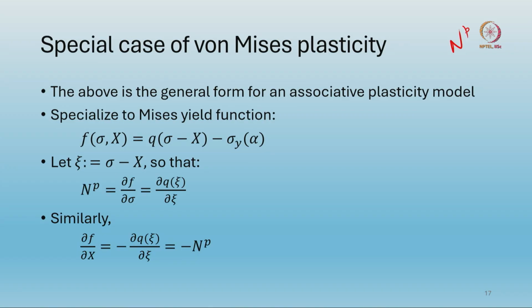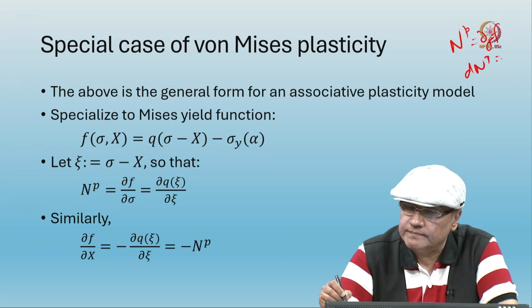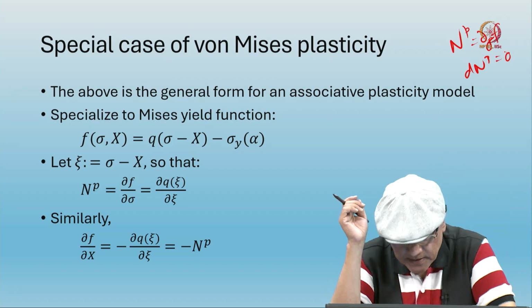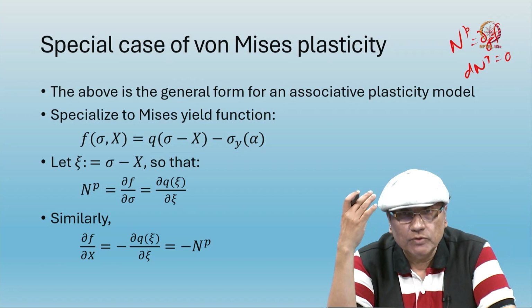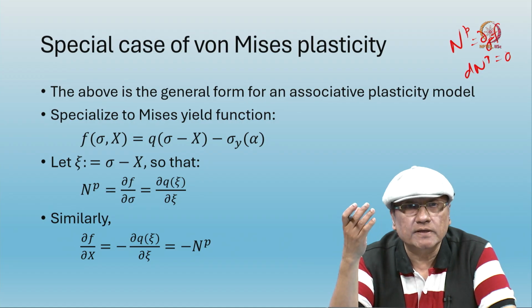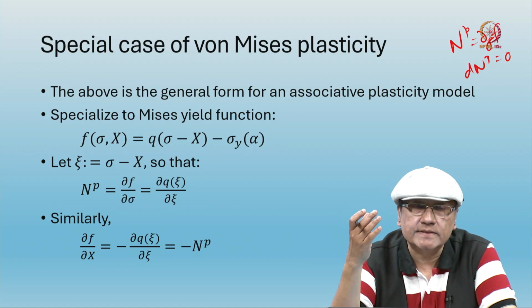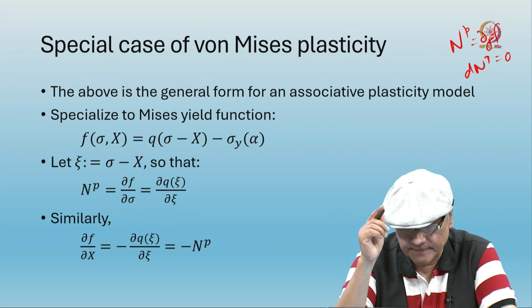in such cases the flow direction typically does not change. The flow direction is held fixed. That means the NP, which is basically the del sigma of F, that dNP is 0. Okay, that is typically the case. If we actually use this fact, then our derivation of the material consistent tangent becomes much simpler.